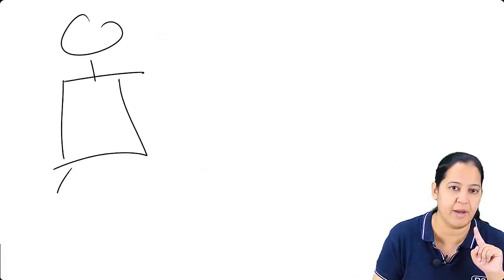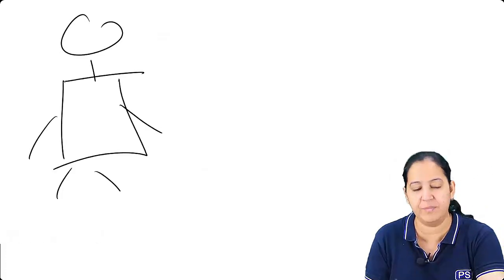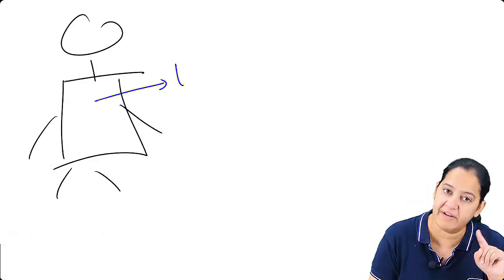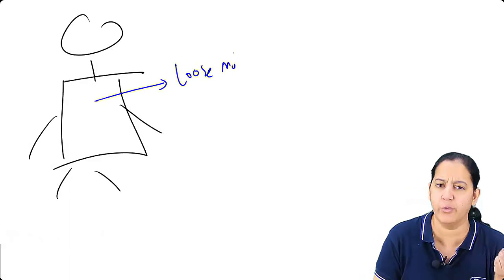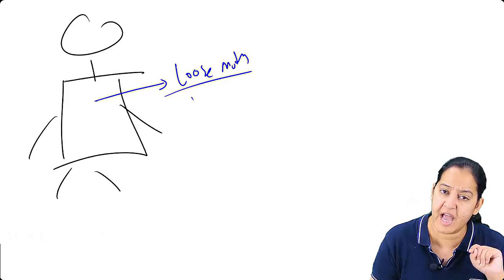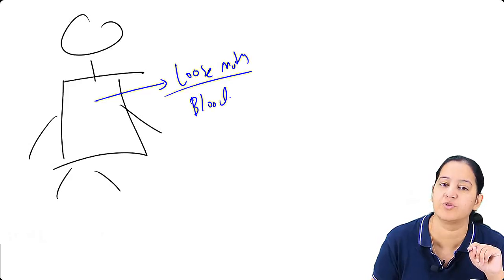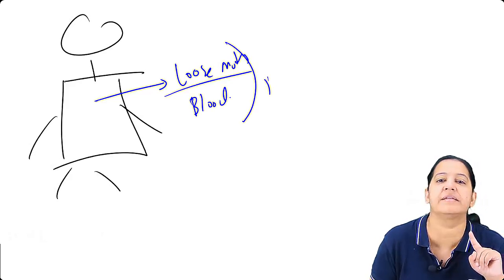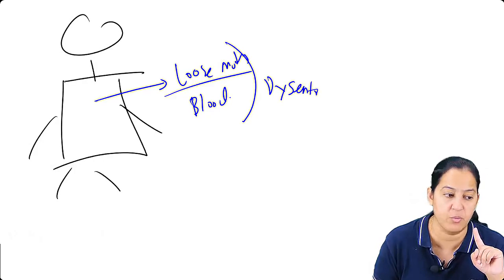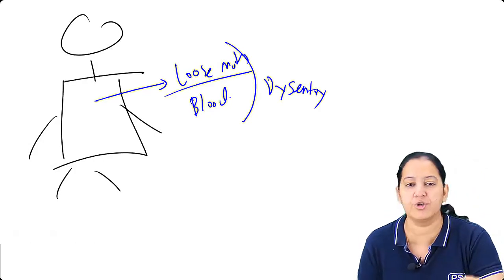Imagine I'm having a patient in my clinic today. The patient is coming to me and complaining, doctor, I'm having loose motion. I said, okay, what else? And the patient is saying, I'm having blood in my motion, not only loose motion. So basically the patient is complaining of dysentery. So what sample will I collect? I will ask the patient to submit a stool sample.